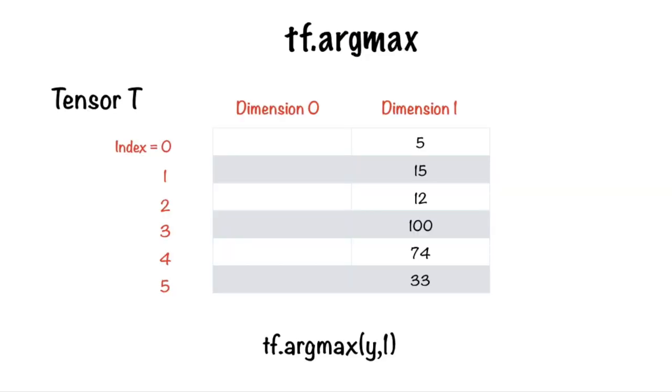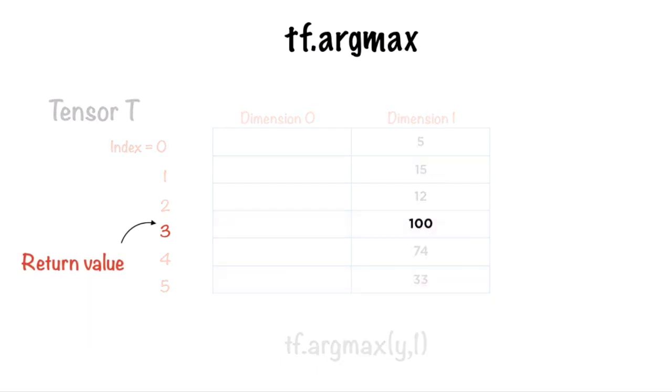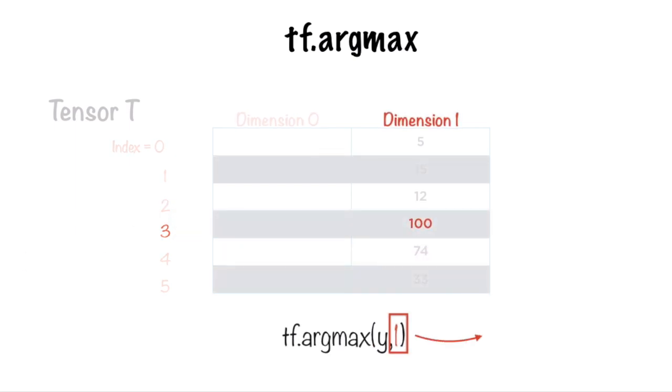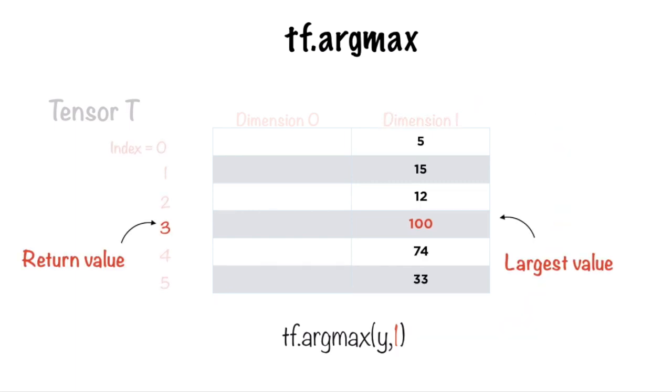Let's consider an example of a tensor T which has two dimensions. The values present in dimension 0 are not important here. Take a look at the values that are present in dimension 1. When we run tf.argmax on this tensor and specify the dimension 1, we're looking for that index where the largest value in dimension 1 is present. This is the index 3 in our example. Notice that the second argument is 1 and that references the dimension along which we want to look at the values to find the largest value.